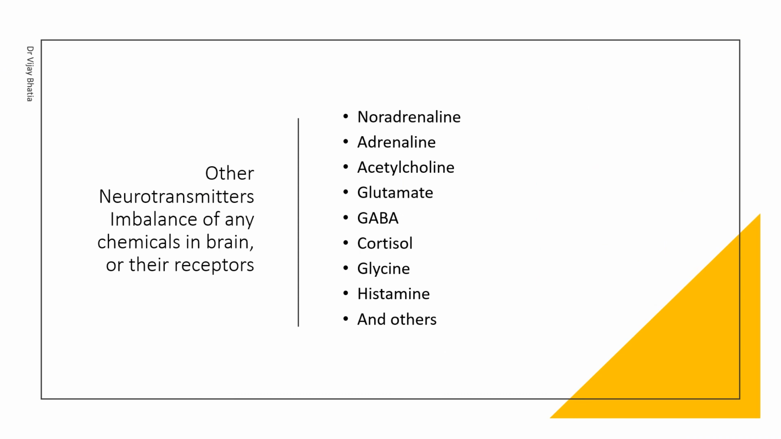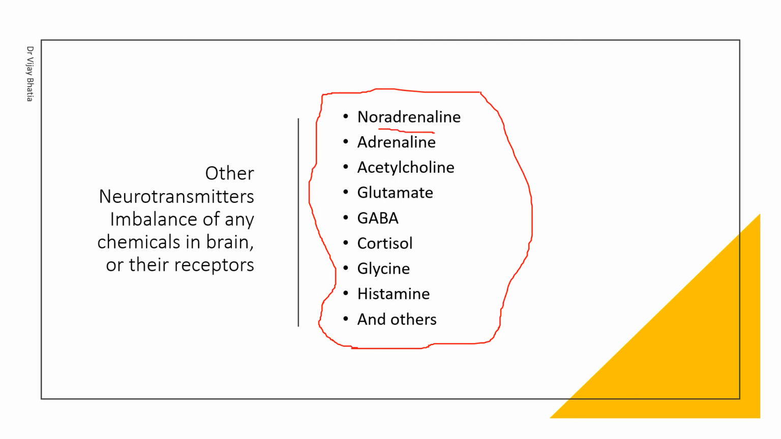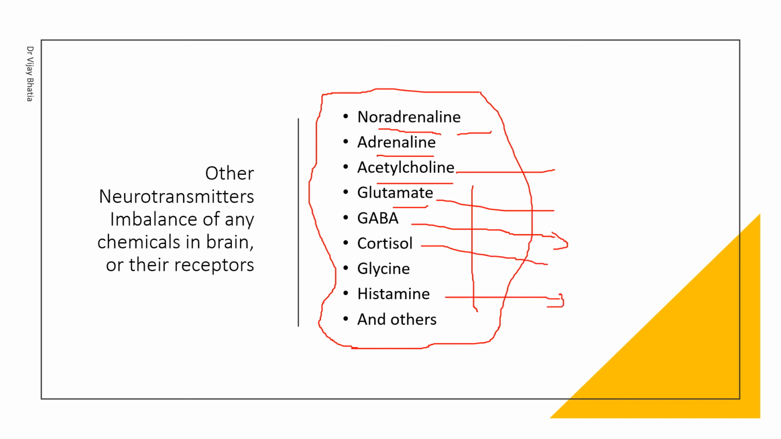There are a number of other neurotransmitters which we are not going to go into in detail, because they in themselves will need a whole lecture. Things like noradrenaline, as we already talked about, dopamine being converted into noradrenaline and affecting the mood, affecting the fight and flight. So adrenaline, and acetylcholine is another major neurotransmitter in the brain. Glutamate is the main excitatory neurotransmitter. GABA, gamma aminobutyric acid, is the main inhibitory. Cortisol is the stress hormone. Histamine is for sleep, and there are many more neurotransmitters. Any imbalance of these neurotransmitters, or even the receptors they have on the nerve cells, will be affected and the person becomes more vulnerable to developing a mental disorder.